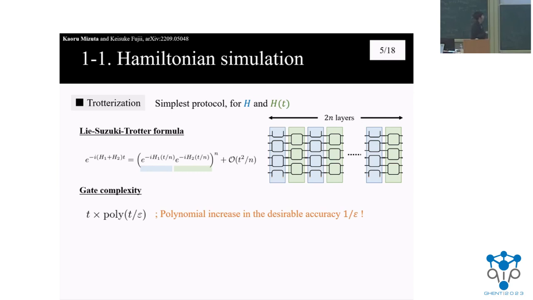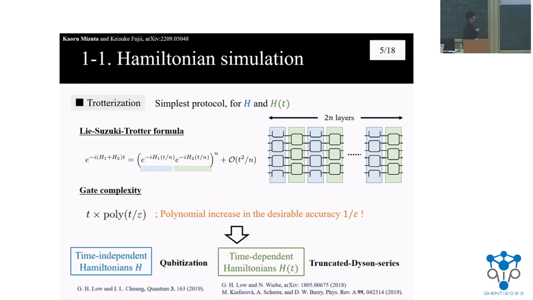One of the simplest and best-known protocols for Hamiltonian simulation is the so-called Trotterization technique, which is applicable for both time-independent and time-dependent cases. This is the Lie-Suzuki-Trotter formula for two-local Hamiltonians. Here, we organize the time evolution operator as the right-hand side. Here is a quantum circuit composed of two layers of two-qubit quantum gates. Although its structure is quite simple, it requires a gate complexity polynomially increasing in the desirable accuracy 1 over epsilon. So when we want to consider large-scale quantum materials in the future, Trotterization may be unsuitable.